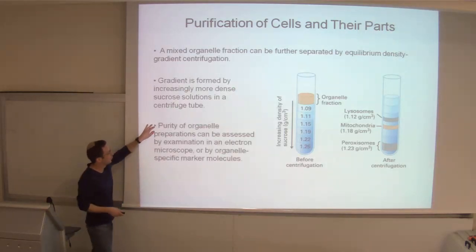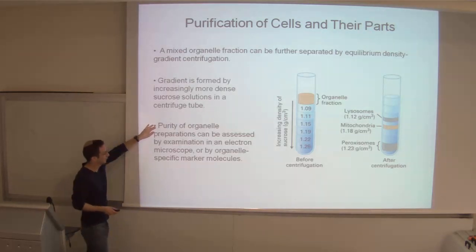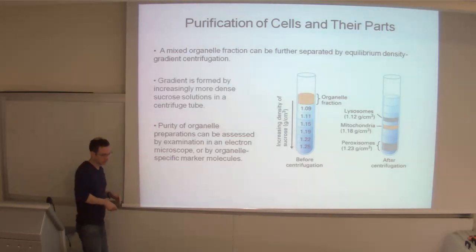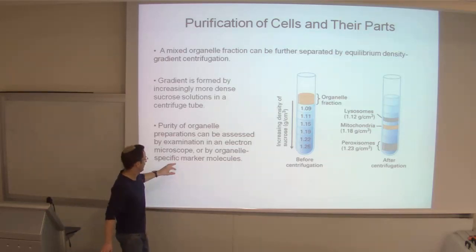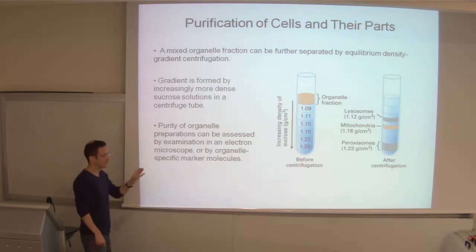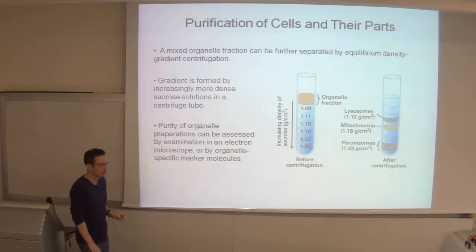Okay, and lastly, the purity of the organelles, after you've enriched for a specific organelle or simply isolated them, can be assessed by electron microscope. Just prepare electron microscope figures from your samples and look for organelles that shouldn't be there. Or, if you have organelle-specific markers for your organelle of interest, then just test for them and see if you have the markers that belong to your organelle and do not have the markers that belong to other organelles than what you were trying to purify.